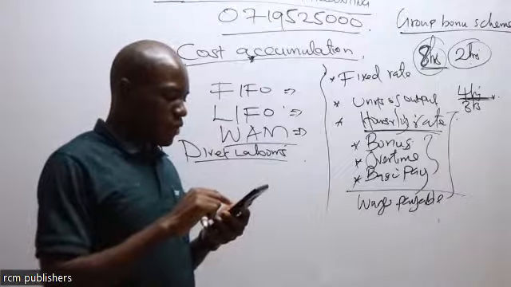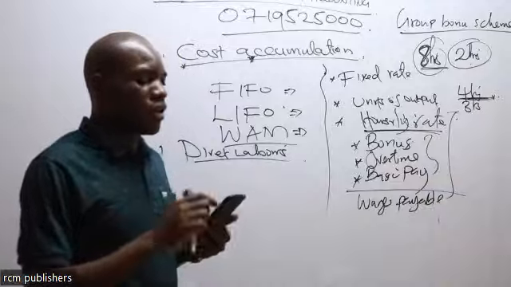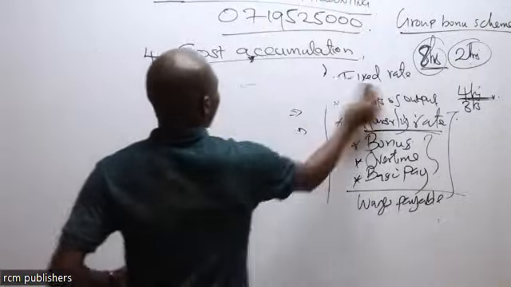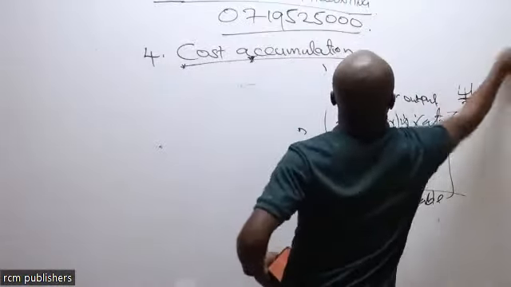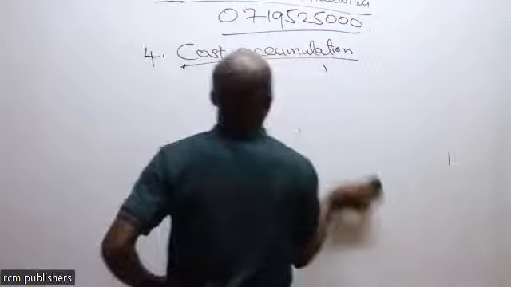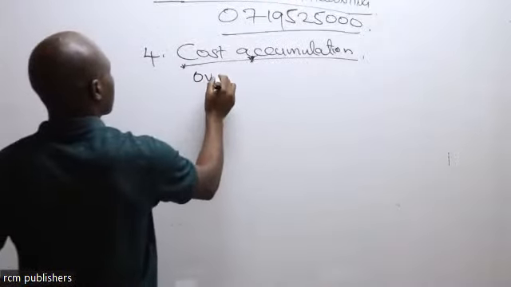Then, we are going to look at the overheads. Yes, we are going to look at the overheads. We've now dealt with the direct costs. Remember, we said this is basically about what? Cost accumulation. We are going to look at overheads.